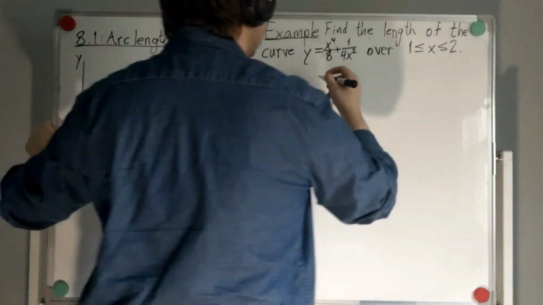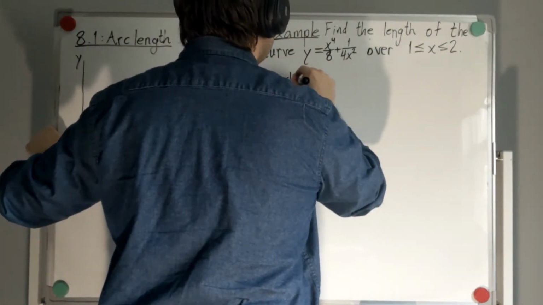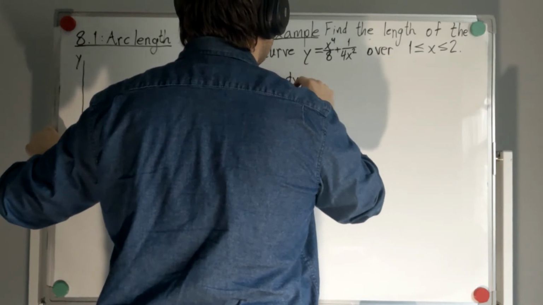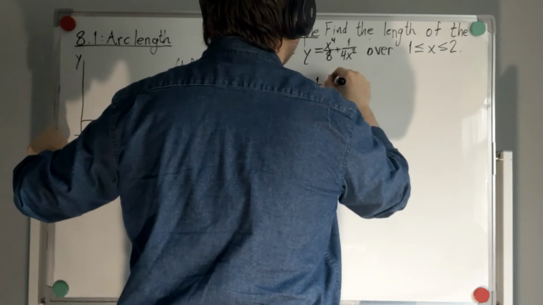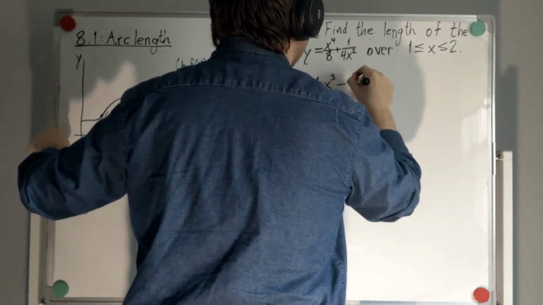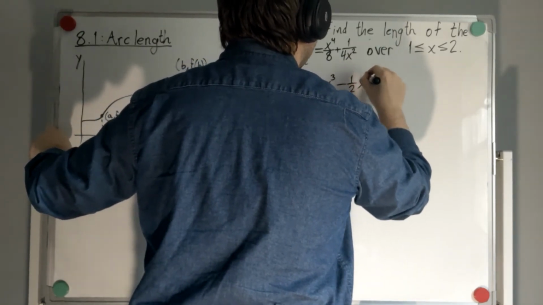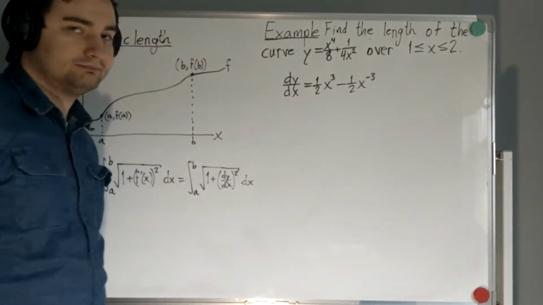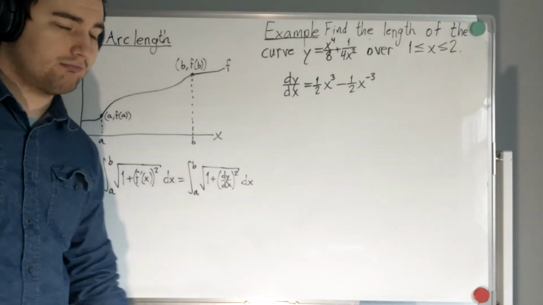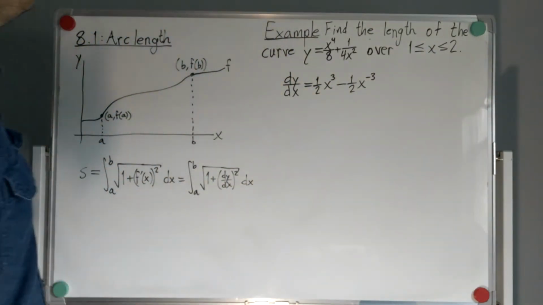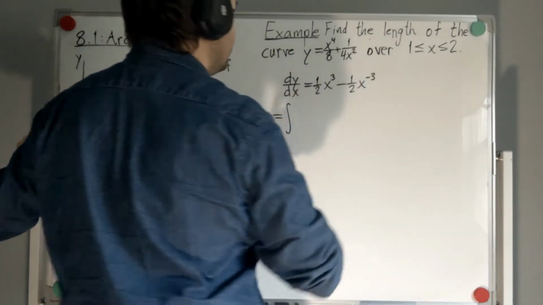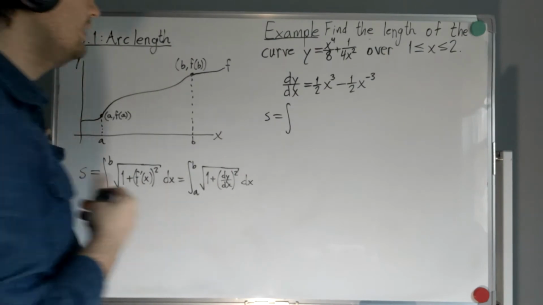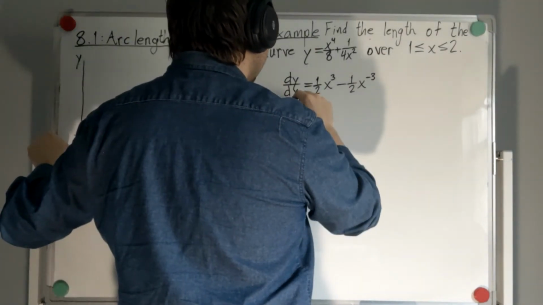Okay, so again, we just take its derivative first. dy dx is going to be 1/2 x to the 3rd minus 1/2 x to the negative third. Right? All right. And then the arc length is going to be the integral from 1 to 2 of the square root of 1 plus the derivative squared.